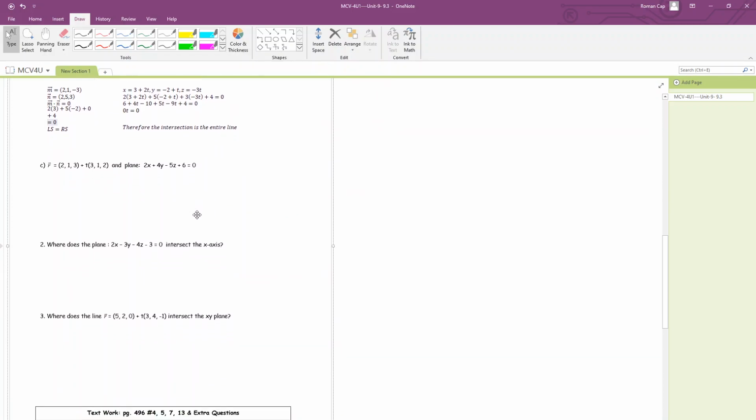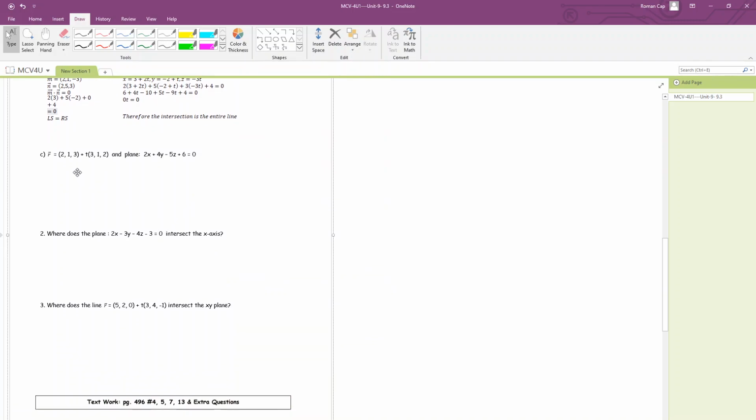Okay, so the next one, we have the vector equation and then the plane. So it's going to be the same procedure as the last one. I'm just going to change this form back into the parametric so that it's easier to see. So we'll have x is equal to 2 + 3t, y is equal to 1 + t, and z is equal to 3 + 2t.